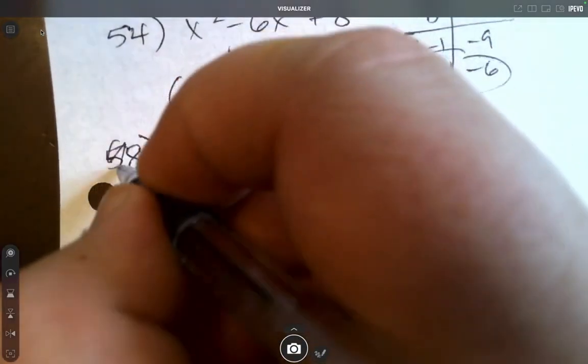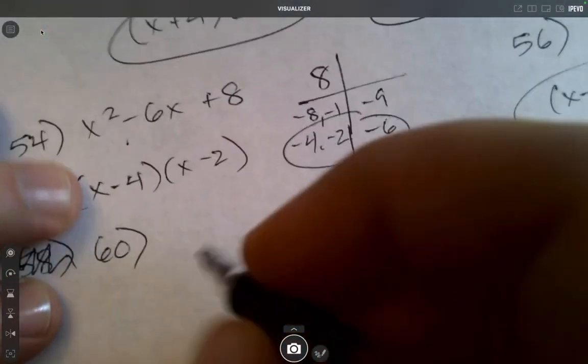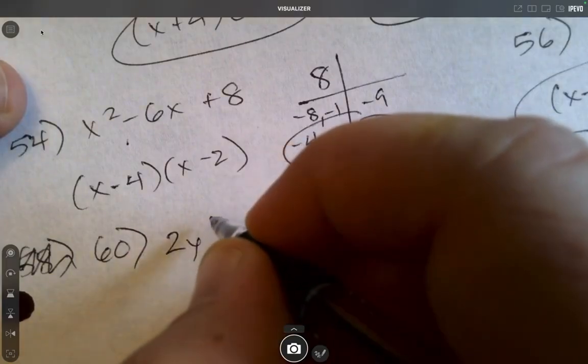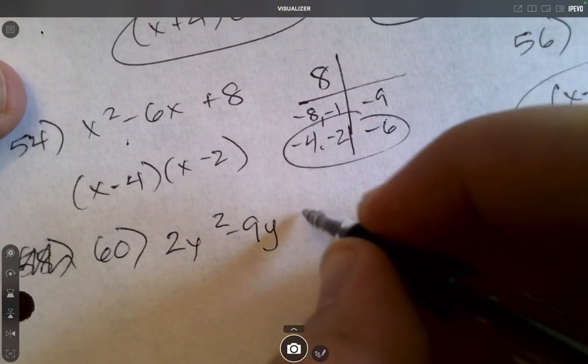Not going to worry about 58 actually. Nothing like that on the test. Number 60. Okay, now this is still a quadratic polynomial, but remember we have a few extra steps because we got to do the bottoms up method.